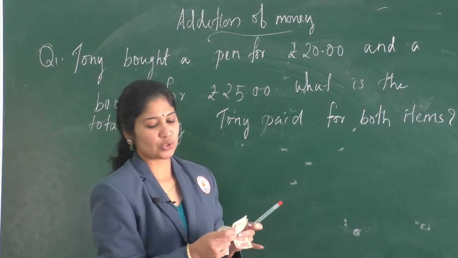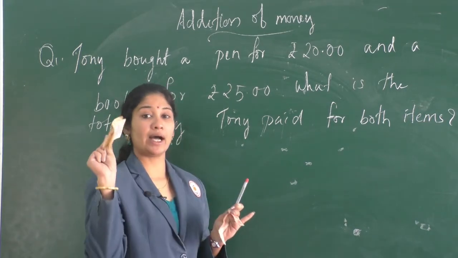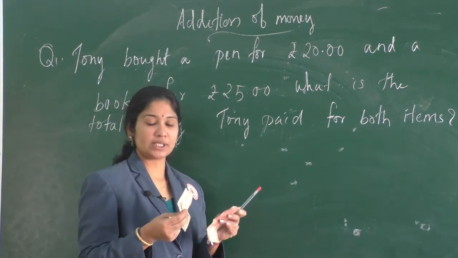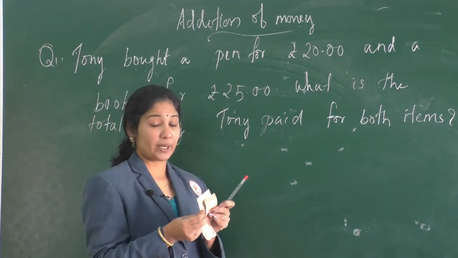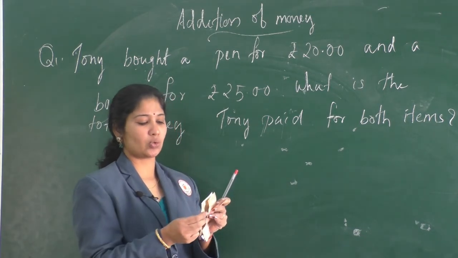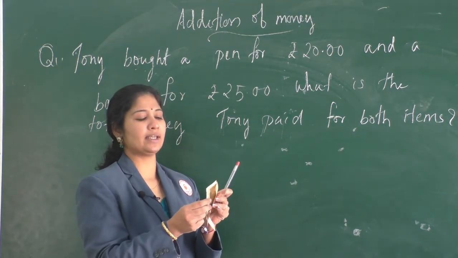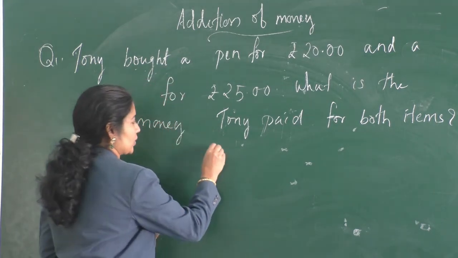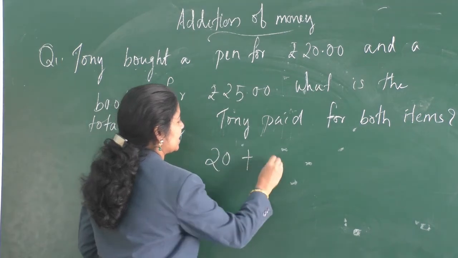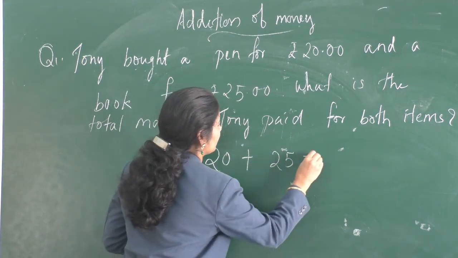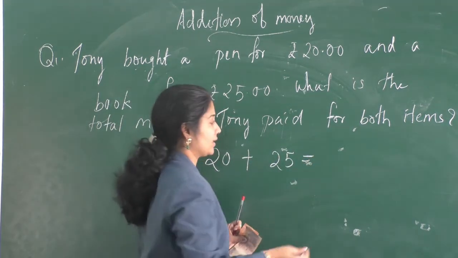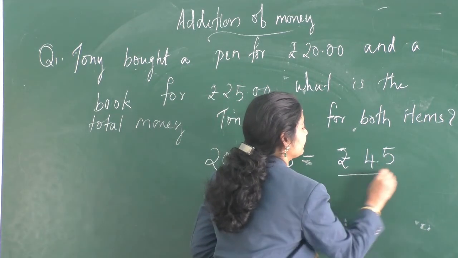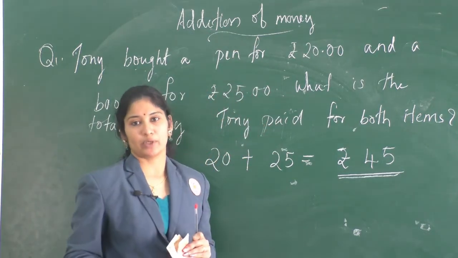Now 25. How much do I have? 25 rupees. Pen price 20. Now book price 25. Now 20 plus 10, 30. Again 10, 40, 45. So pen price 20 and book cost is 25. The total cost of the items Tony bought is 45 rupees.